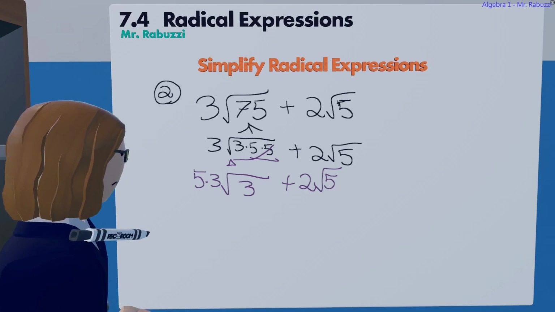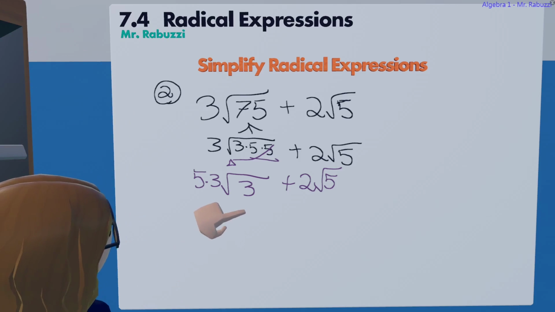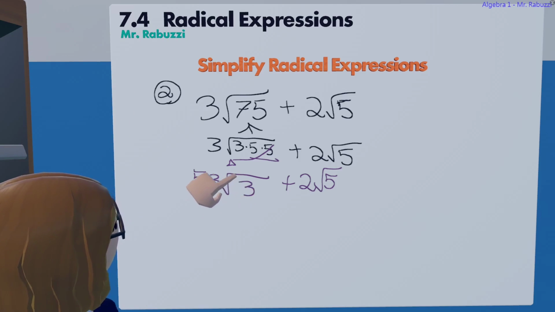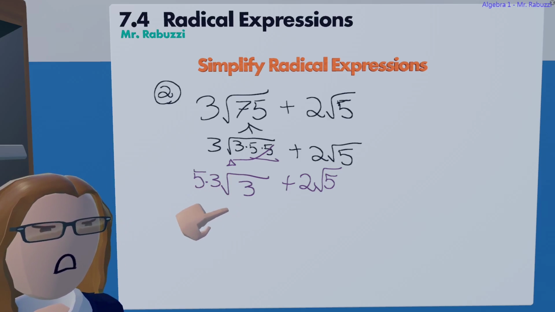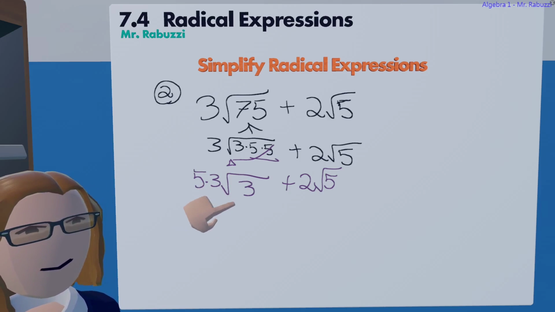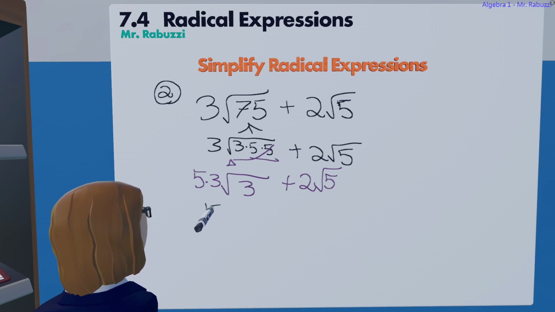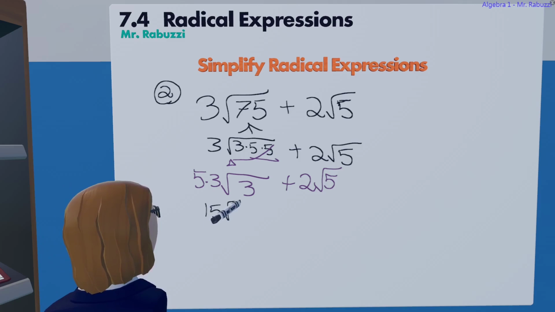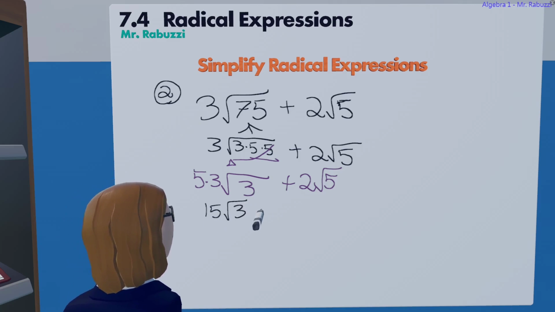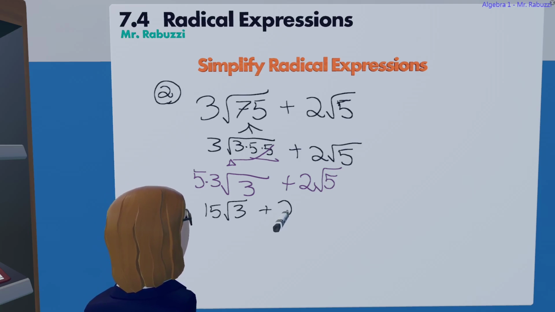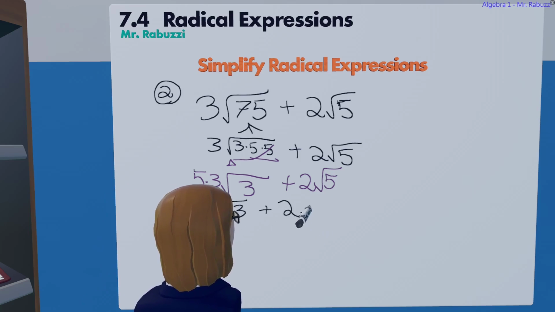There's one last thing we can clean up. So this is nicer now because we have a very small number. It's a prime number, and it's small under the radical. 5 times 3 is 15. Then we have root 3 because this 3 could not escape. Then we have plus 2 root 5.